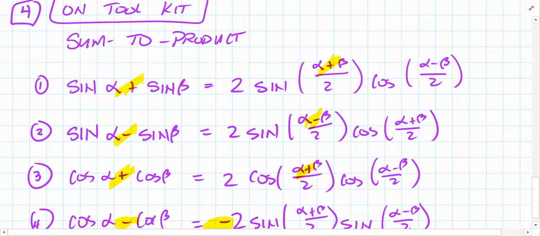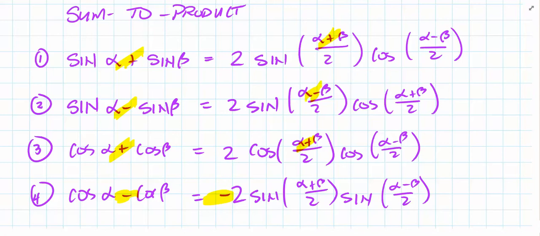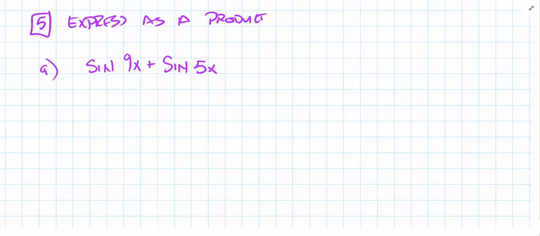So these are called the sum to product formulas. We're taking a sum, going to a product. You don't have to have them memorized, just like the last ones. We just have to know how to use them, when to use them, and when to simplify them. So everyone have these down in their toolkit, ready to go? Okay, awesome.